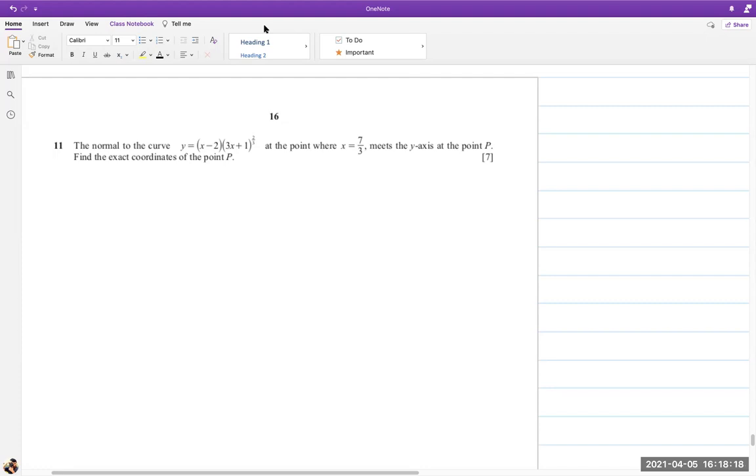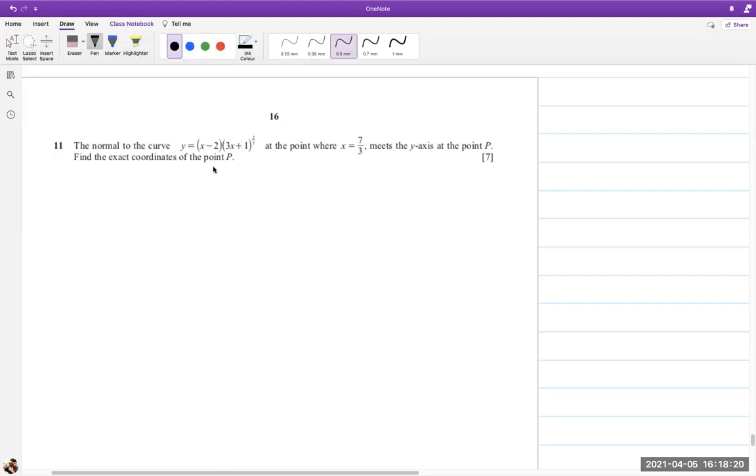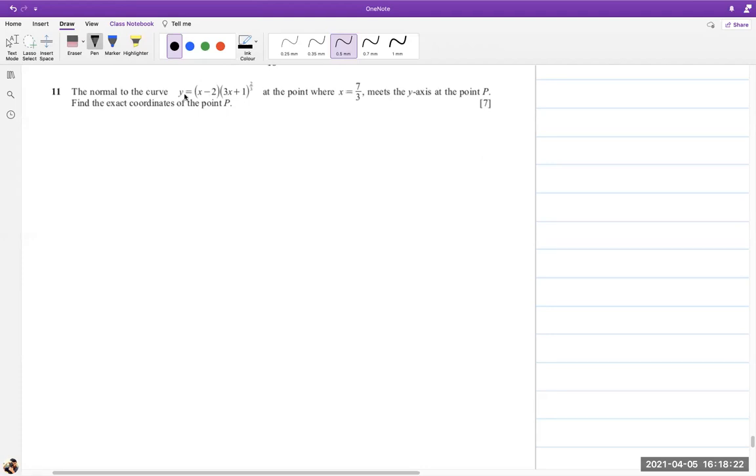Yeah, so this one is about finding the coordinates. It's saying the normal to this curve at the point x equal to 7 by 3 meets the y-axis at the point P. Okay, so first of all, we know that this is a curve. It could be any curve. We don't need to know the shape. So let's suppose it's just this shape. It could be anything else, but it doesn't matter. And it's saying there's a normal to this curve.